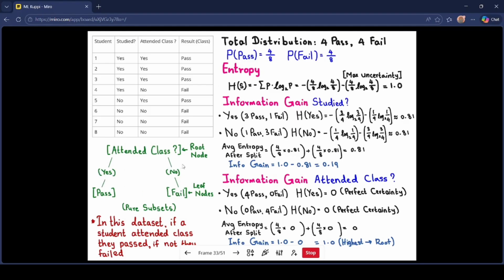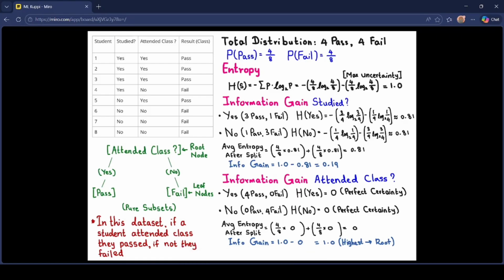So if any data point comes with attended class yes, we are saying that the student has passed, and if not, it goes as fail. So this is like the simplest example out there.